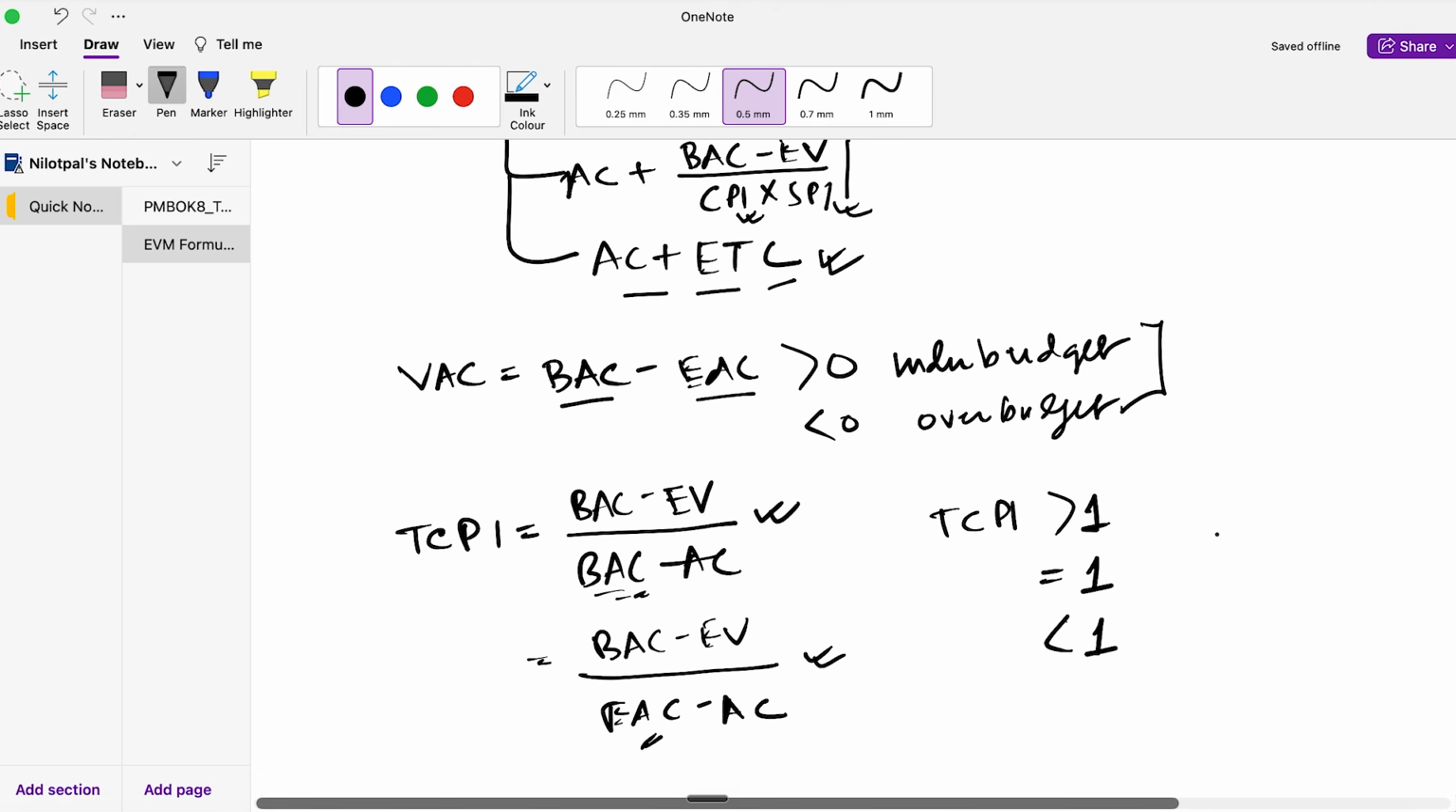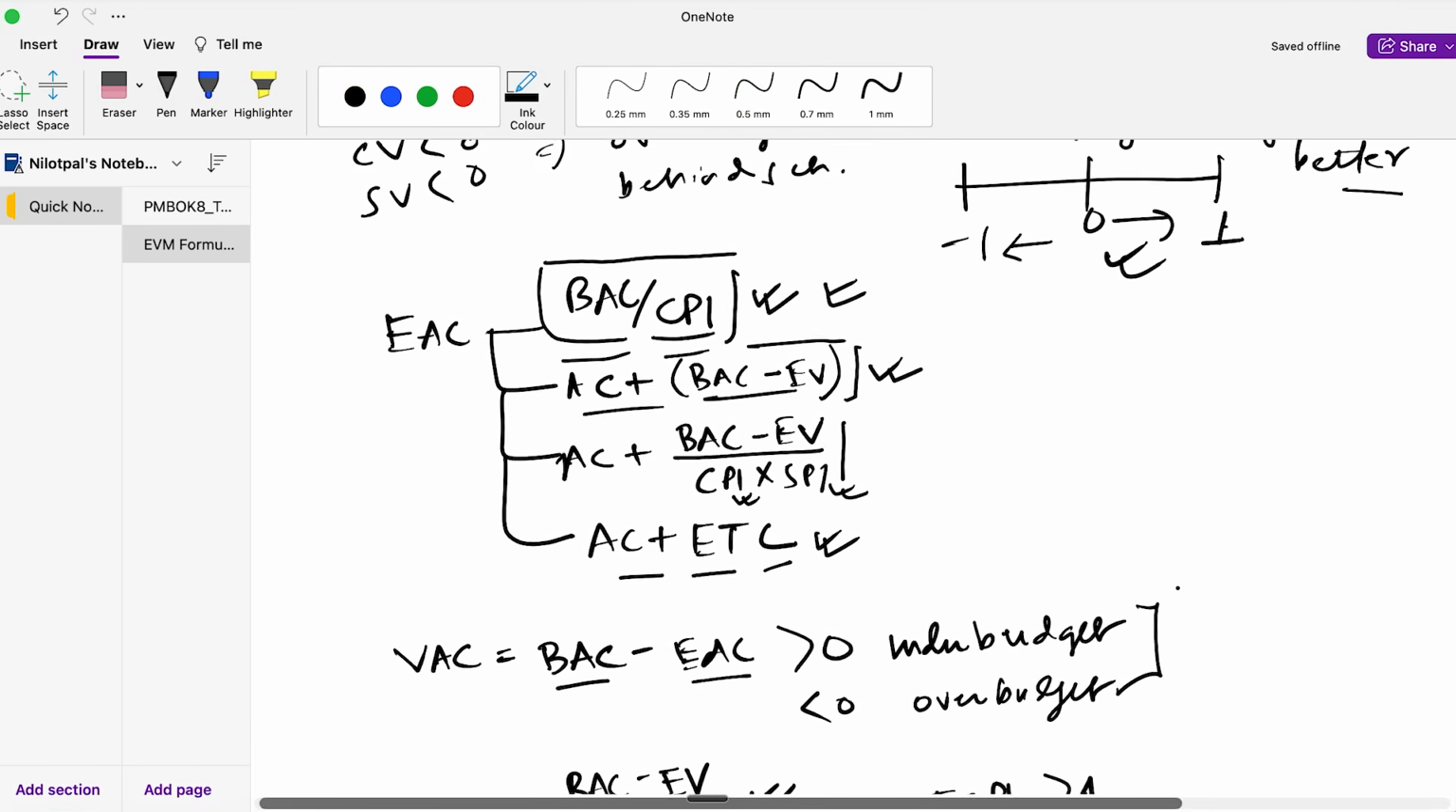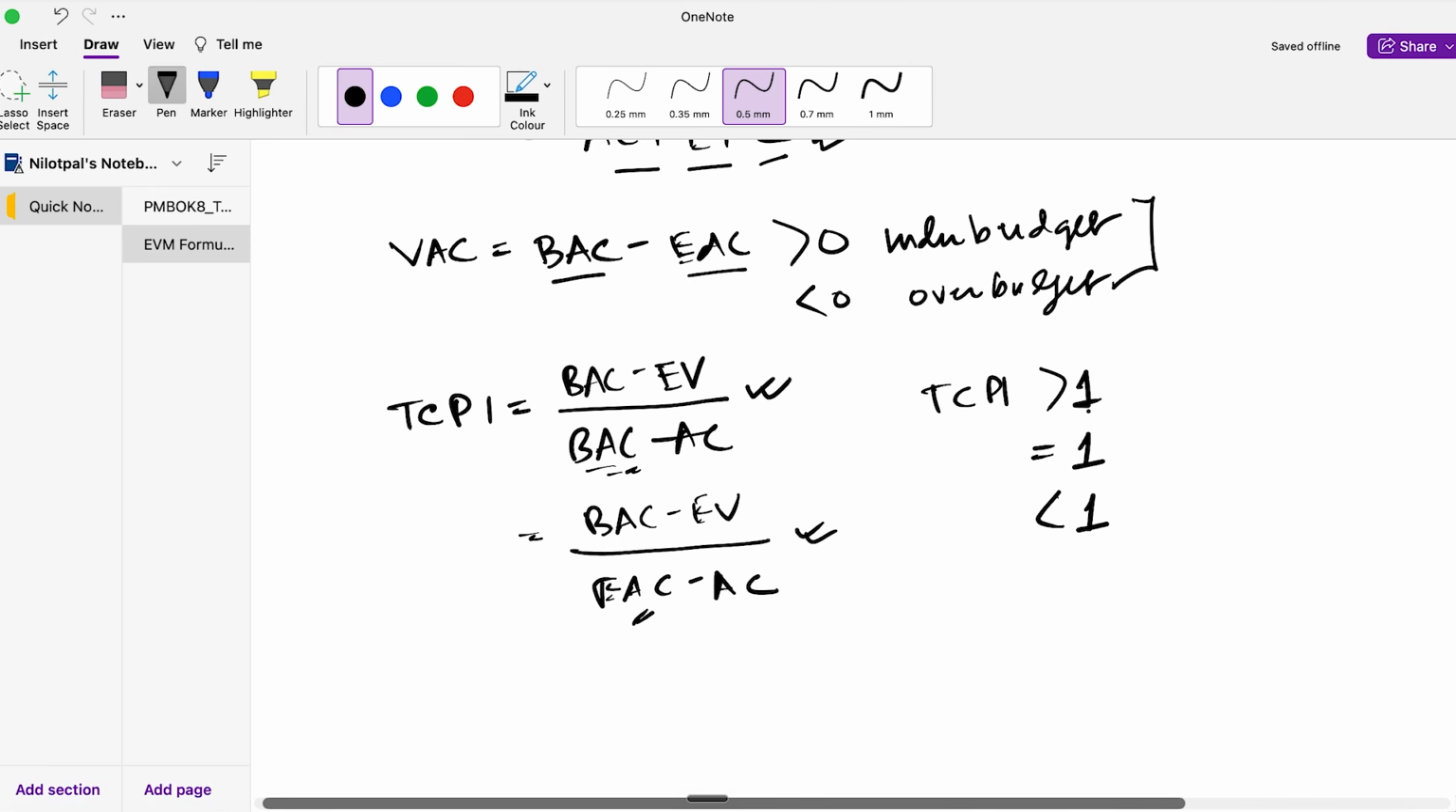The way to remember this is just the opposite of what we learned as part of our CPI and SPI formulas. It is just the opposite. Here for TCPI, higher is bad. This is how you need to remember TCPI: for TCPI, higher is bad.